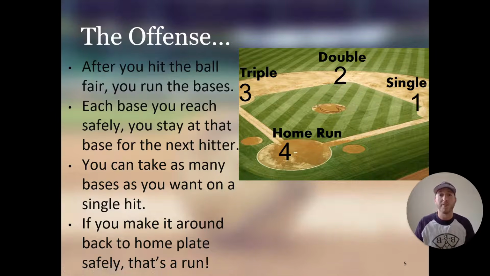It's called a home run, right? So if you hit the ball over the fence, that's a home run. So you get to go all the way around, first base, second base, third base, home run. You just scored one run. You got all four bases on one single hit.